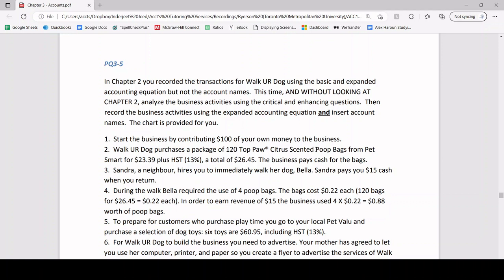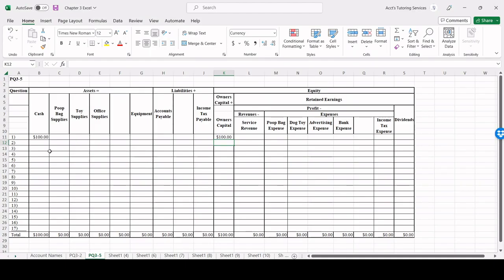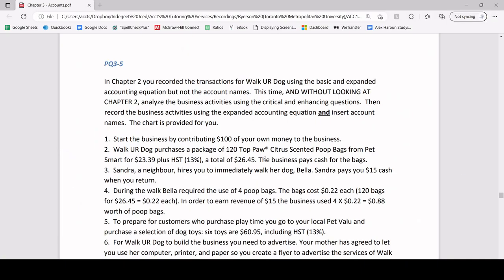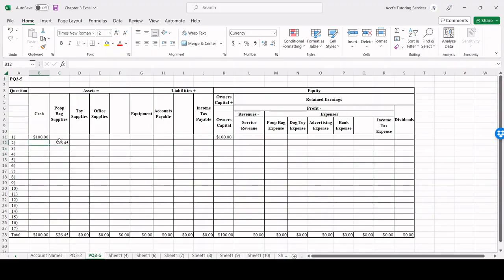So we got supplies now because poop bags is considered to be supplies. Remember, supplies is an asset, it's a future benefit to us. So in this case, we're going to increase poop bag supplies for 26.45. And in the question, it specifically says that we paid cash for it, pays cash. So throughout these transactions, I'm going to point you guys towards the keywords. So if we're paying cash for it, then cash is going to decrease. Simple as that.